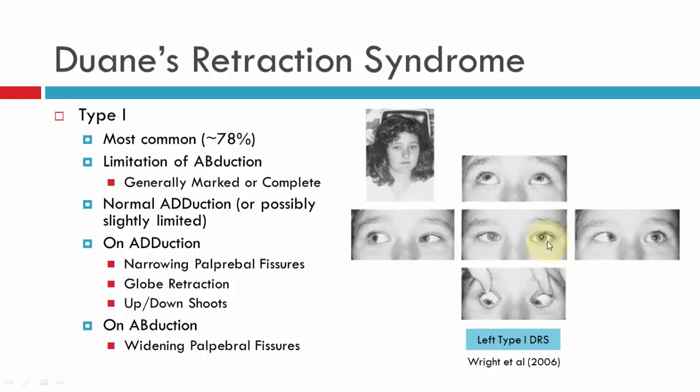So if we come back to abduction, here she is in primary position, here she is in abduction, and possibly there's a slight increase there of the palpable fissures. Okay, that's type 1. So type 1 is characterised by the primary limitation being that of abduction, with adduction being relatively normal, or you could see a slight underaction of that medial rectus. The other features that you'll see is on adduction, those classic signs we talked about in the earlier video on the clinical characteristics. Globe retraction, narrowing of palpable fissures, plus or minus any up or down shoots.